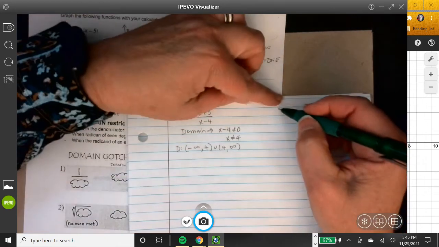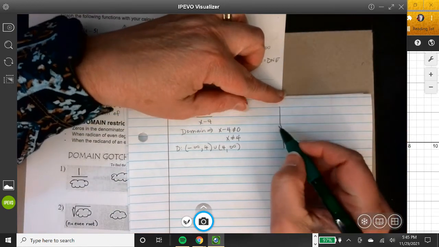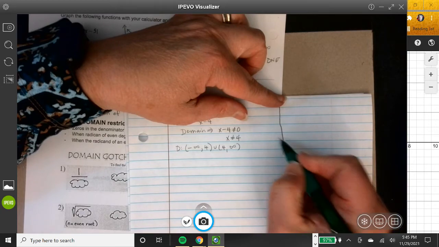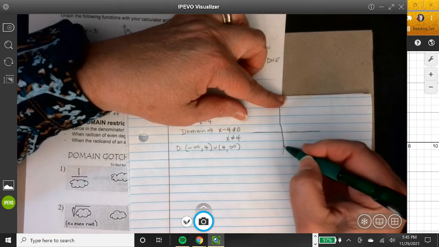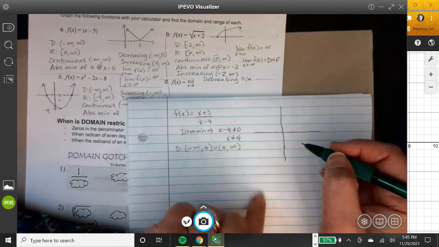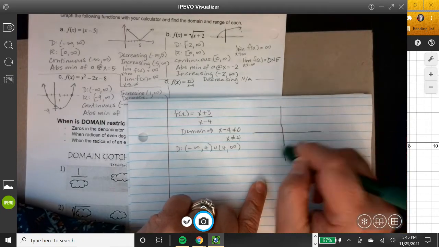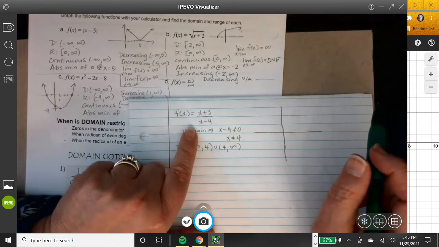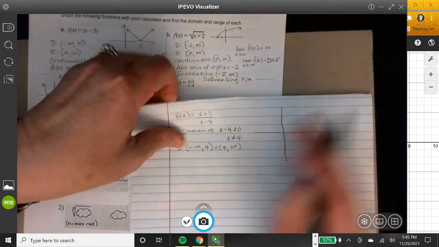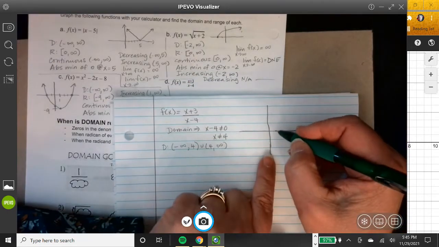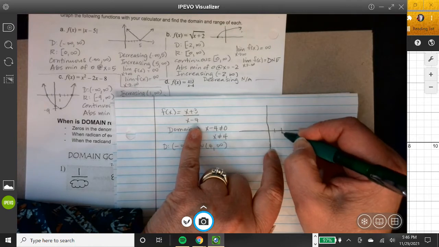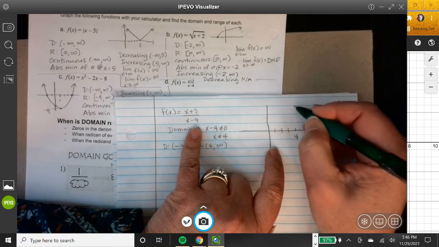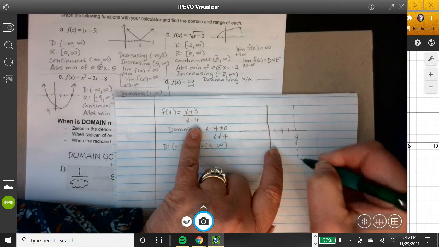Now let's graph this, okay? Back in Algebra 2, when you graphed rational functions, you did a couple of things. First things first is you found the vertical asymptotes. The vertical asymptotes occur when your denominator is equal to 0, and you can't cancel it out by a removable discontinuity. So 1, 2, 3, 4, here's my vertical asymptote at x equals 4.